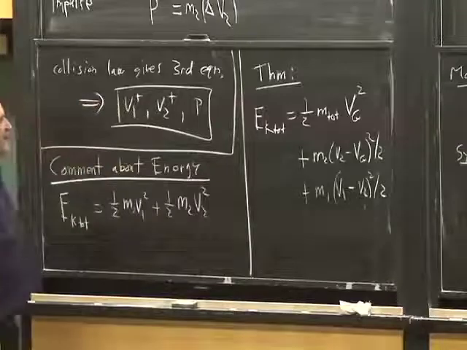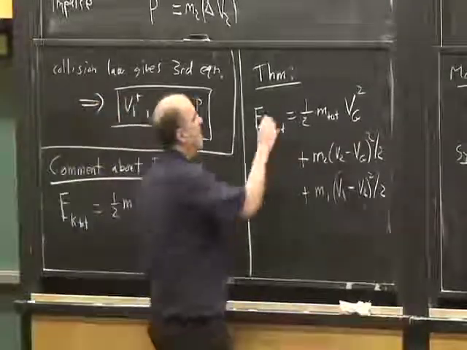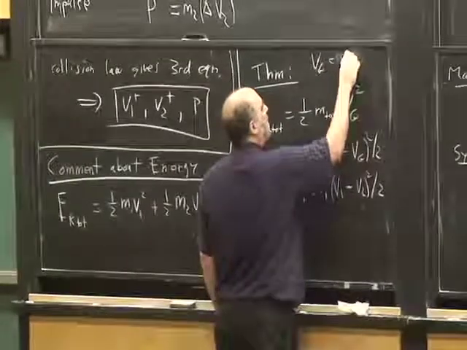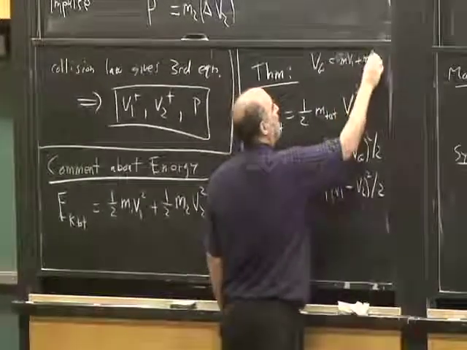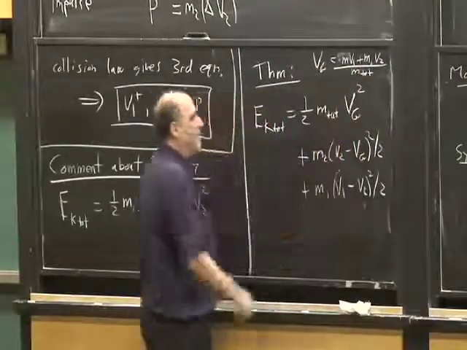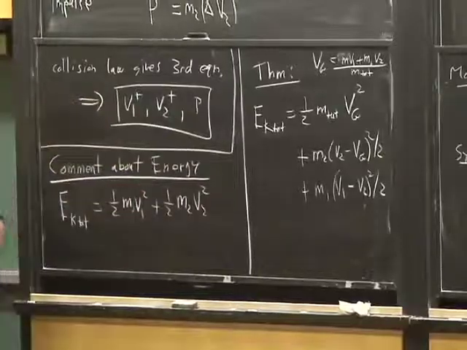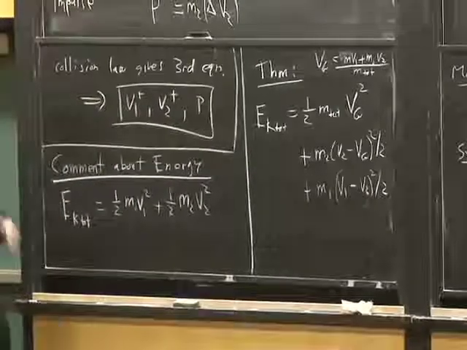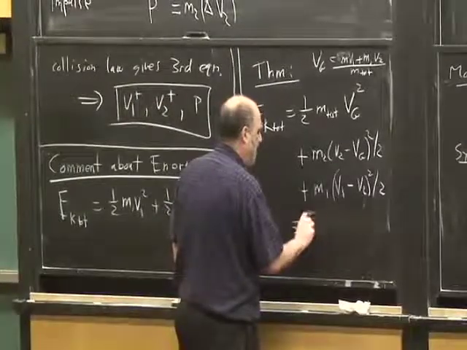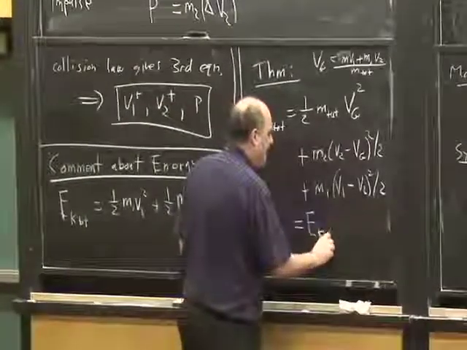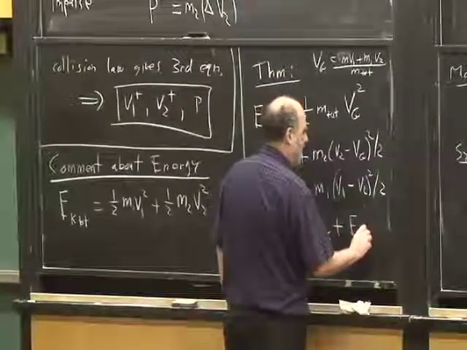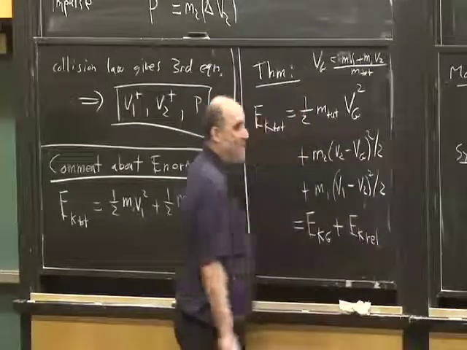Now, how do you figure this out? You have to use that V_G is equal to (m1 v1 plus m2 v2) divided by m total. Substitute that in there, go through all the algebra. It turns out that's equal to this. A way to interpret this is that the kinetic energy of any system is the kinetic energy associated with the center of mass motion plus the kinetic energy associated with motion relative to the center of mass.